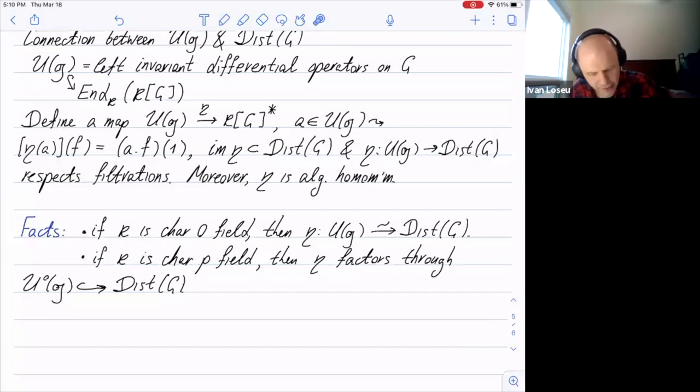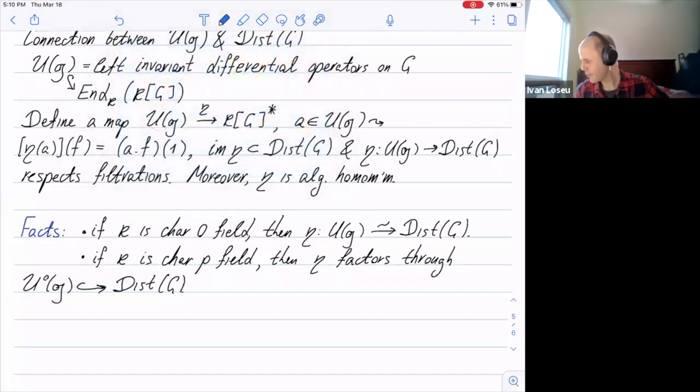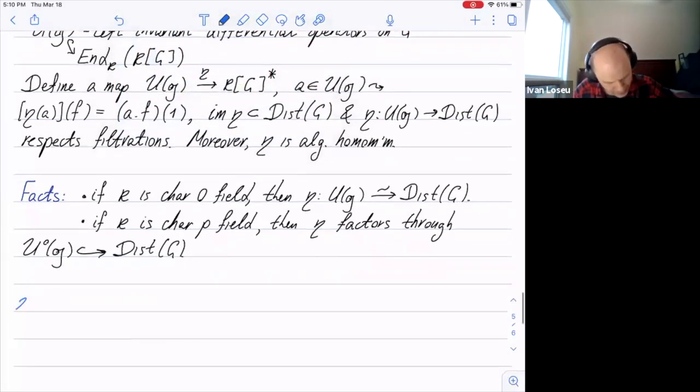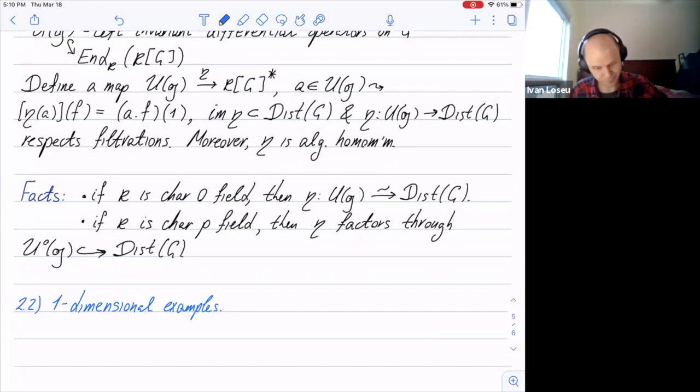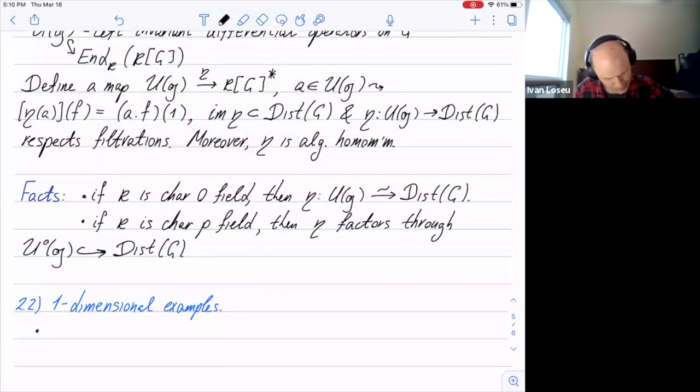And I gave you a definition, now I need to give you some examples. I will first read examples of dimension one. And then we will talk about what happens for semi-simple groups. So, let's take G to be the additive group.